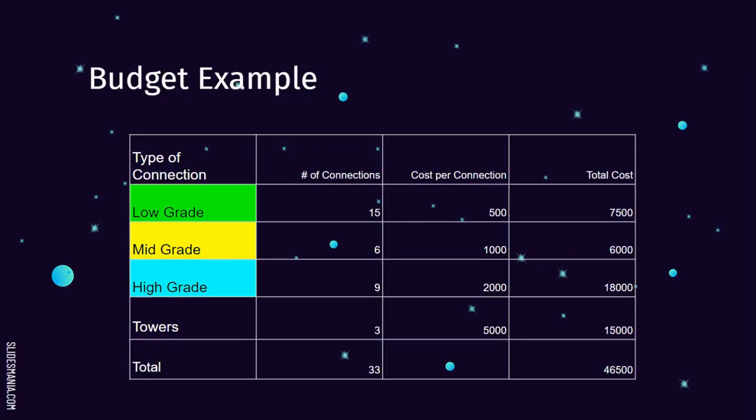Here is an example of what the budget table will look like. You're going to have the type of connection, your low, mid, and high grade connections, how many towers you've used, the number of connections you have for each one, and the cost per connection. Then students will have to do the math to calculate their total cost to make sure that they remain under budget.